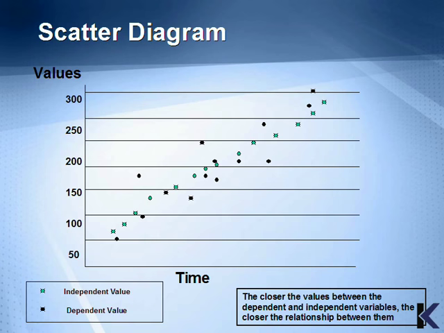The key item to take away from this diagram is to understand that the closer the values are between the dependent and the independent variables, the closer the relationship between them. This concludes the section on the tools and techniques for quality control. In the next section, we'll continue with additional tools and techniques.